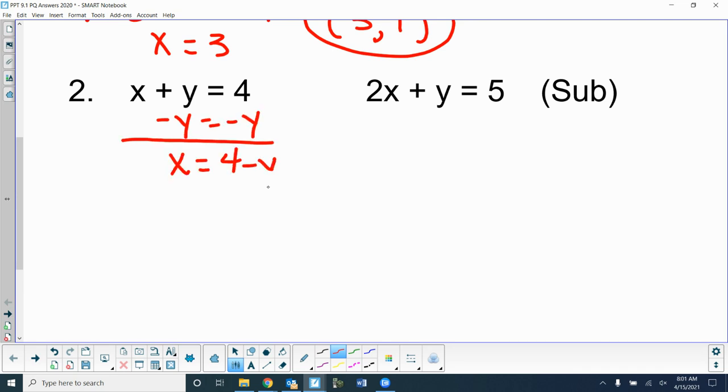Some of you put 4 minus Y, some of you write negative Y plus 4. That's okay, it doesn't matter. But remember, you have to take this then and put it in for X in the other equation. Make sure you substitute into the other equation. That's where we make a mistake sometimes.